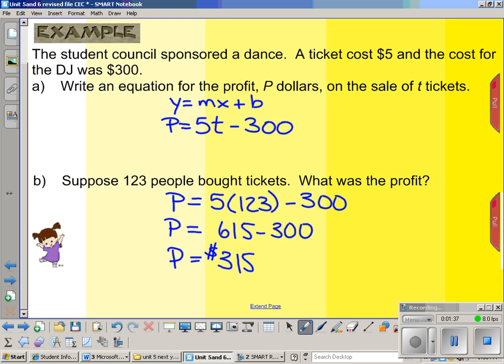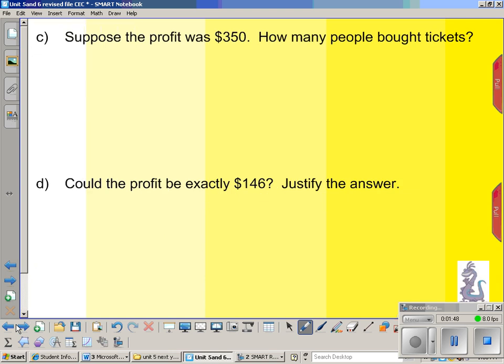So slope-intercept form can be used in a situational question, which you can then find profit. You find number of tickets sold if you had a certain profit. You can find break-even point. There's lots of things you could use. Suppose the profit was $350. How many people bought tickets?